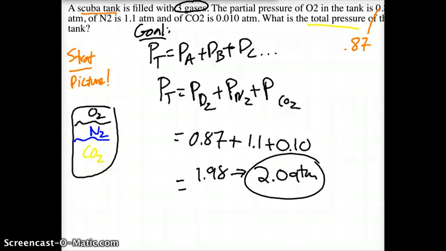Let's step it up in difficulty. A sample of air is designed that maximizes plant productivity. This sample of air contains 1.5% CO2, 18% O2, and 80.5% Ar. If the total pressure of this sample of air is 745 millimeters of mercury, what is the partial pressure of each gas? Okay, again, I'm going to draw a picture real quick.